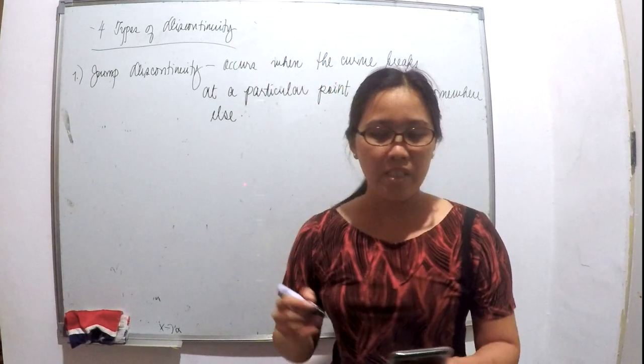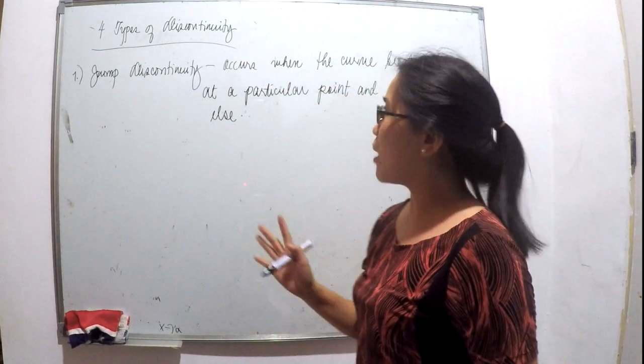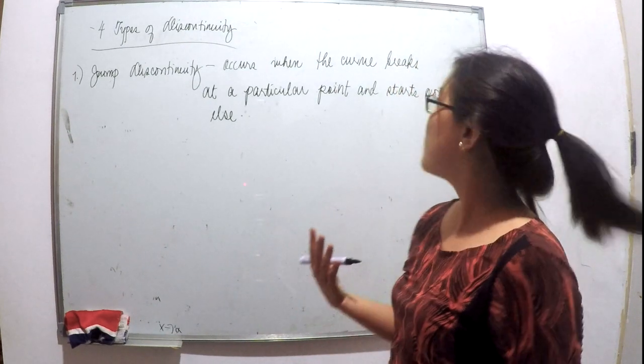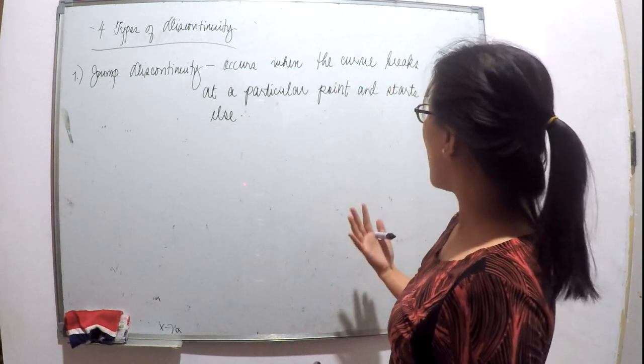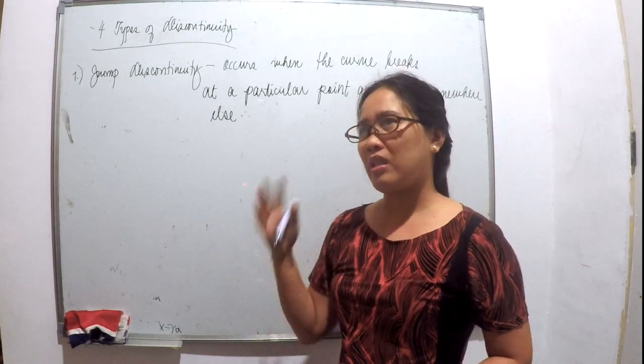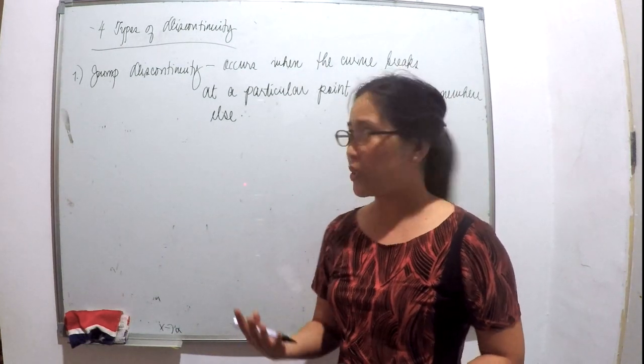Okay? So the first type of discontinuity is jump discontinuity. It occurs when the curve or the function breaks at a particular point and starts somewhere else. Now, what's another clue to determine if that discontinuity is a jump discontinuity?